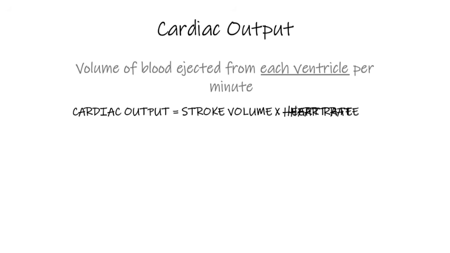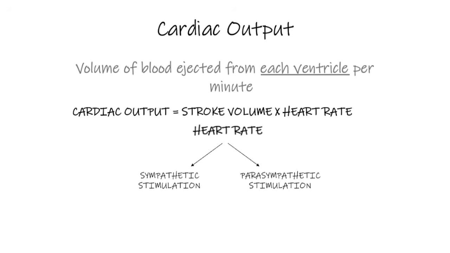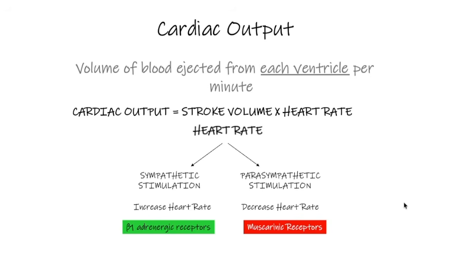We could also affect cardiac output by changing heart rate. And as we've covered before, sympathetic stimulation and parasympathetic stimulation are what are responsible for that. Sympathetic stimulation, working on beta-1 receptors, increases heart rate. Parasympathetic stimulation, working on muscarinic receptors, decreases heart rate.